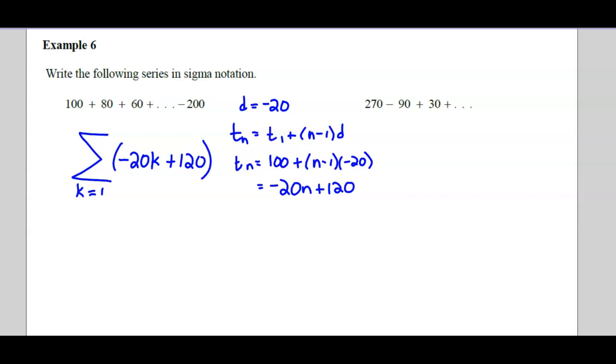And then, in this particular summation, I do have a last term, negative 200. So now I can solve for n here to know what my upper index has to be. So if I do that, that's negative 320 equals negative 20n. So n equals 60. So my upper index is 60.